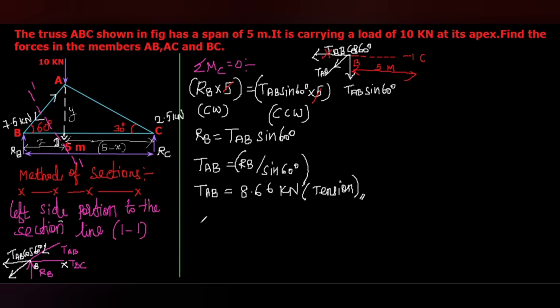Now we are going to calculate the tension in the member BC. Previously we calculated the moment about C and equated it to 0. Now I'm going to take the moment about the joint A and equate it to 0.